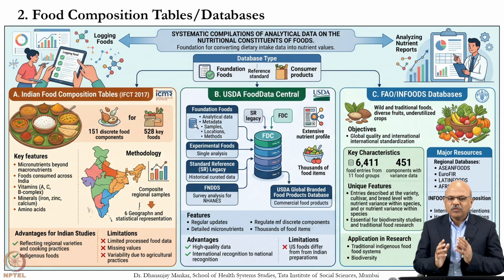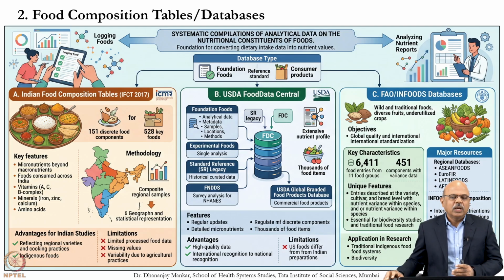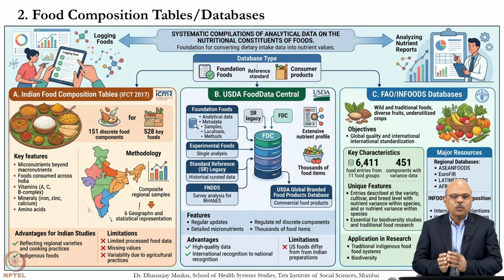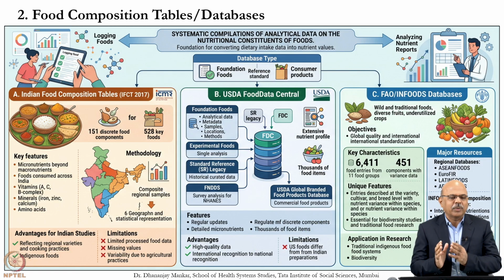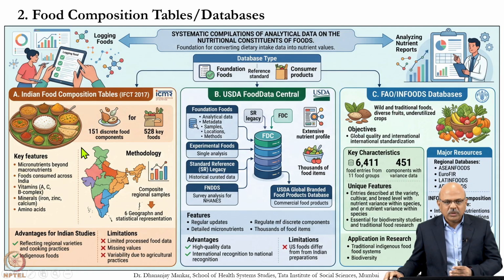The USDA Global Branded Food Product Database is aimed at commercial food products. Many thousands of food items are included, with very extensive nutrient profiles. What are the features? It is regularly updated, with detailed micronutrient and regulation of discrete components across thousands of food items. The advantages are very high quality data and international recognition, but US food differs from Indian preparations, so there will be a difference between the two.